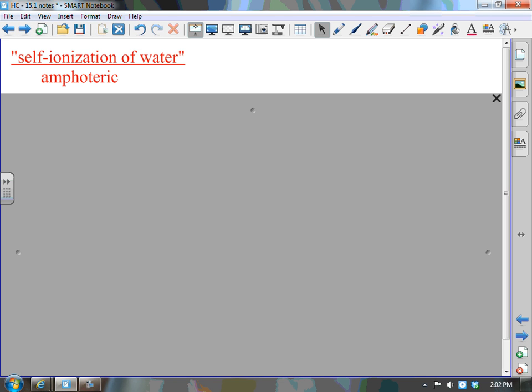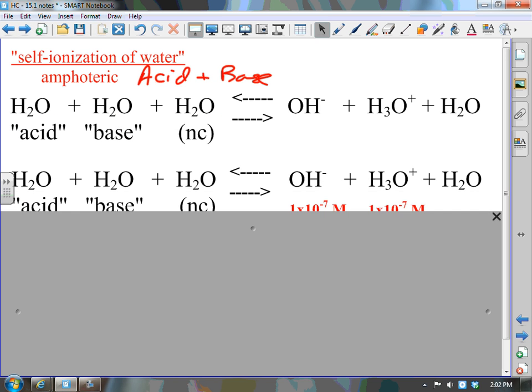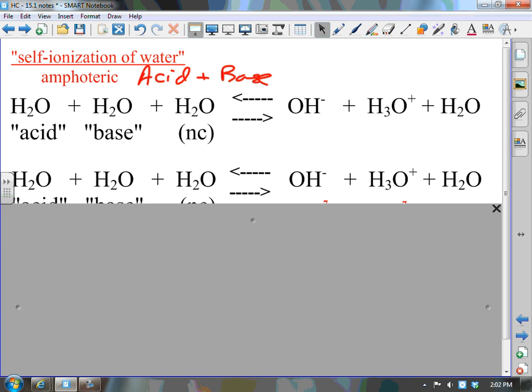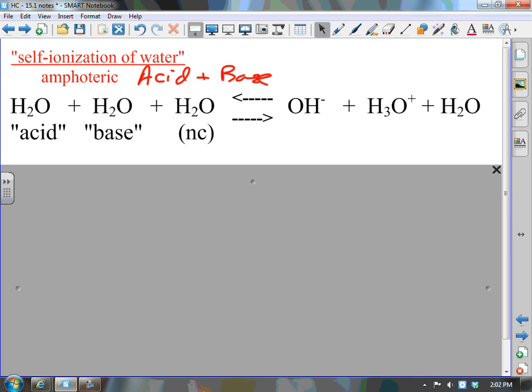So we're going to talk about what's called the self-ionization of water. Water can actually act like an acid or a base. We talked about the concept of amphoteric. So here's what we're going to do. We're just going to look at 2 reactions, one in which water looks like an acid, and one in which water looks like a base, and one where some of the waters don't change.